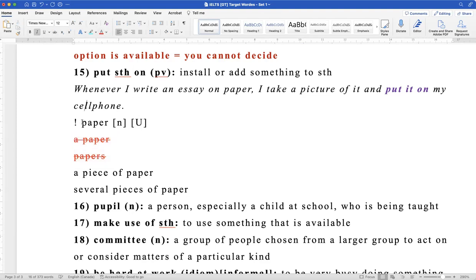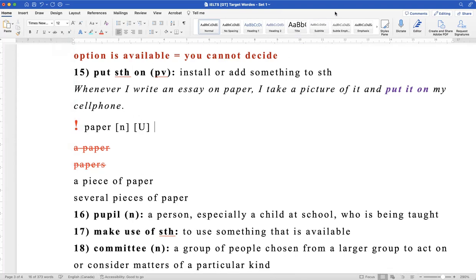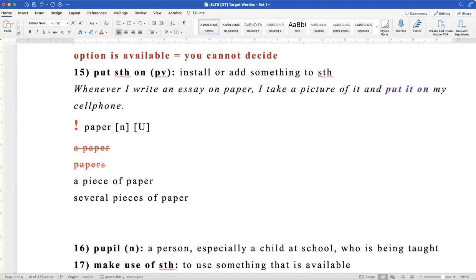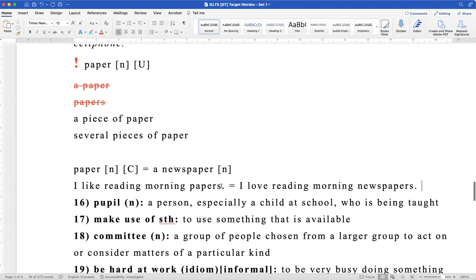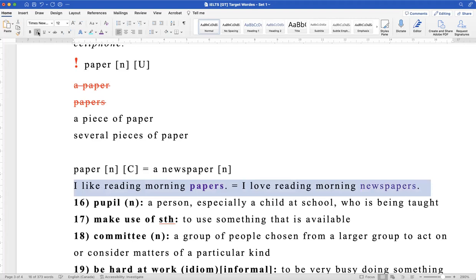So please remember this. In these examples, paper is not countable. It's uncountable. But when you say paper as a newspaper, then it is countable. For example, I like reading morning papers. In this example, I mean, I love reading morning newspapers. So here, I use the word paper as newspaper. In this case, it is countable.